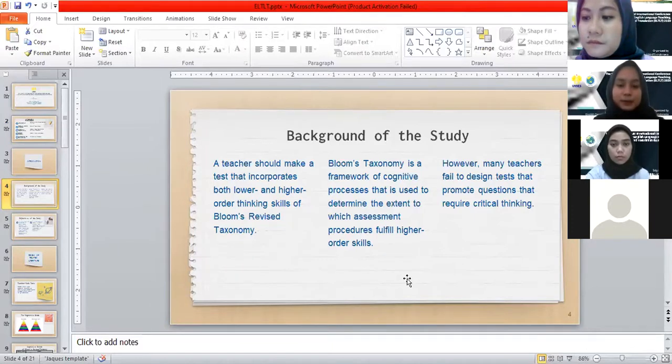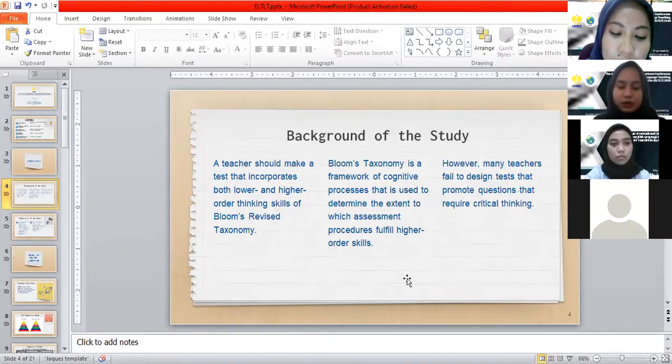Bloom's taxonomy is a framework in determining the stages of complexity of cognitive processes in educational objectives and is used to determine the extent to which assessment procedures such as teacher tests fulfill higher order thinking skills. It serves as the indicator of whether the test is sufficient to measure students' performance and ability. It has been used by many researchers to assess tests such as examination tests, textbook questions, and teacher tests.